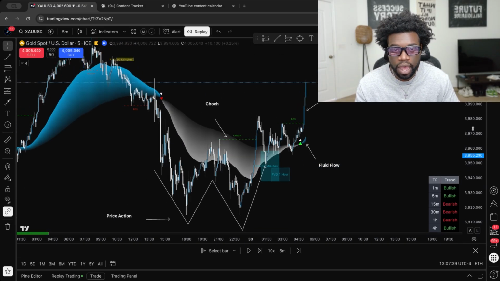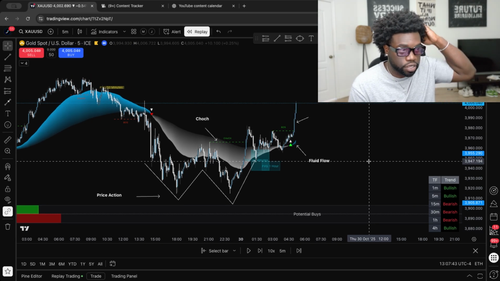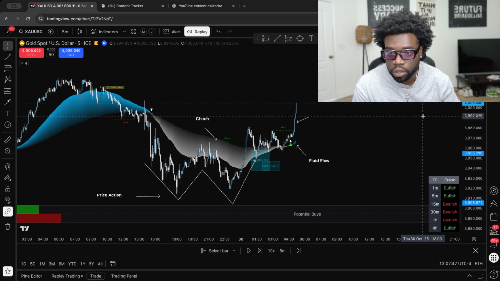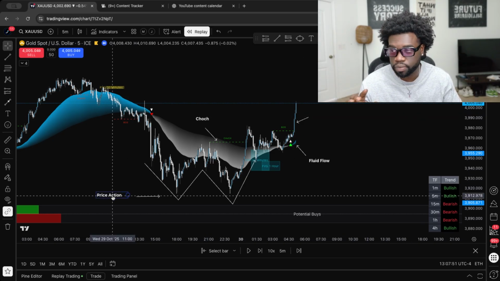So how do you look for entries when you have your three setups? Before I continue, let's break it down again, chat. Let's break it down again.